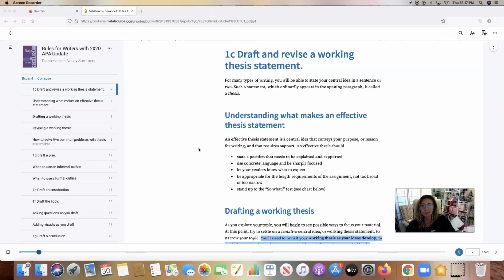First, you need to state a position that needs to be explained and supported. Use concrete language and be sharply focused. Let your readers know what to expect. Be appropriate for the length requirements of the assignment, not too broad and not too narrow, and stand up to the so what test. And we're going to talk about that in a minute too.